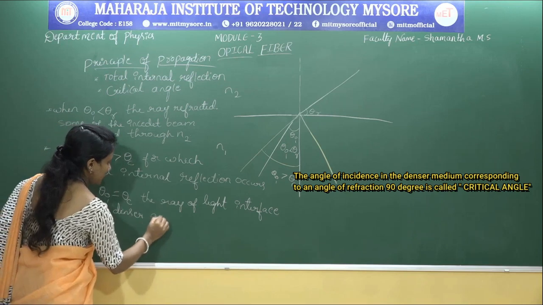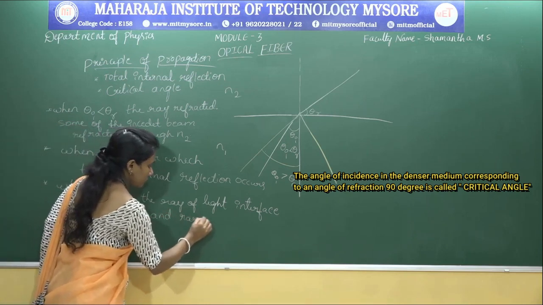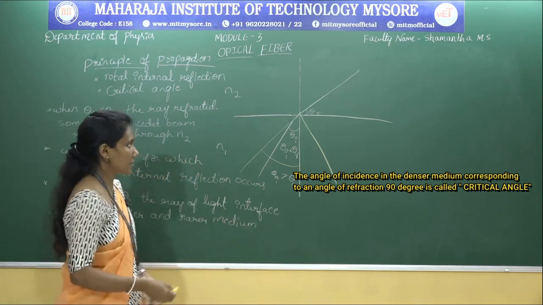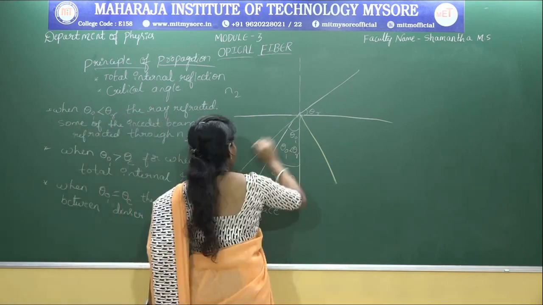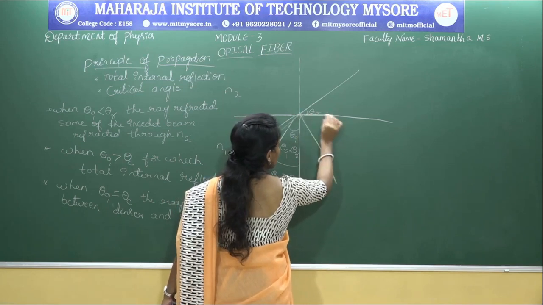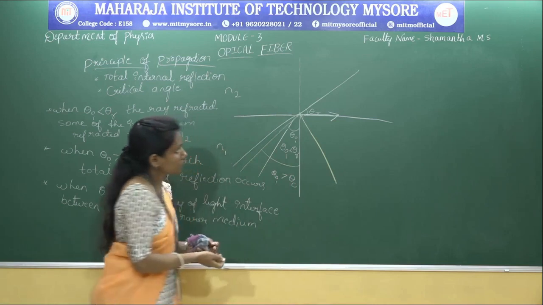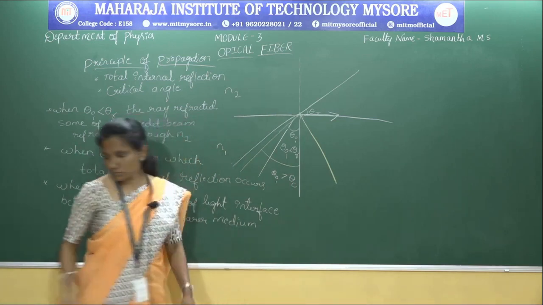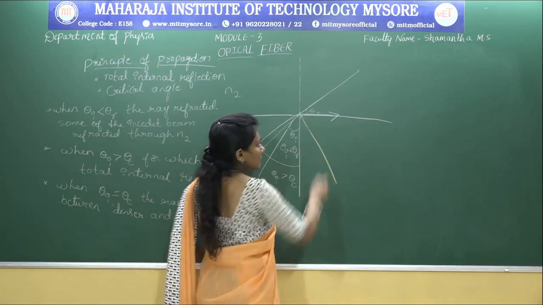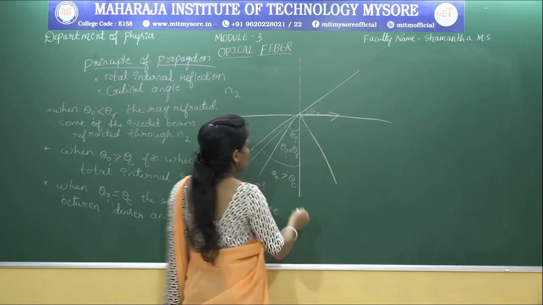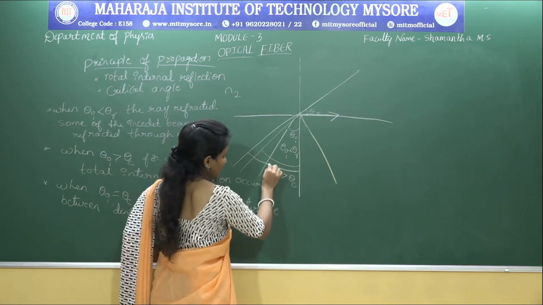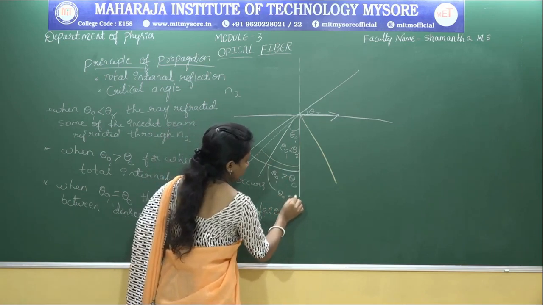Denser and rarer medium. Interface between the denser and rarer medium. So, the ray of light at the interface between the denser medium and the rarer medium, for which the angle of incidence is equal to the critical angle.